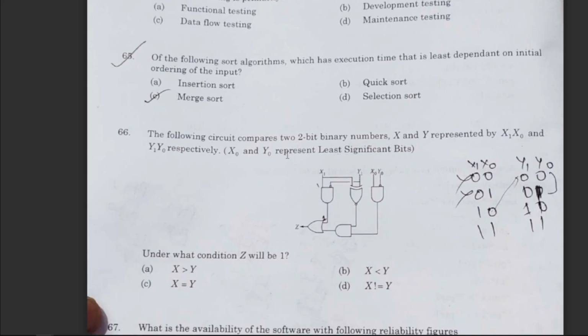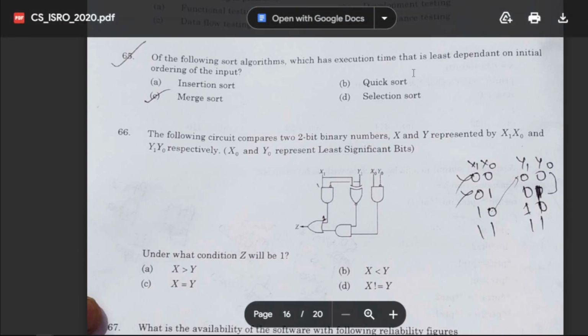Now 65: which of the following sort algorithms has execution time that is least dependent on initial ordering of the input? For this our answer will be C, that is merge sort. So merge sort algorithm has execution time that is least dependent on initial ordering of the input.